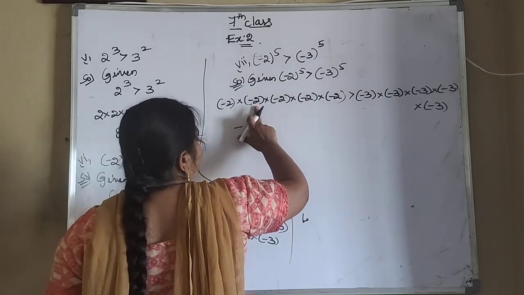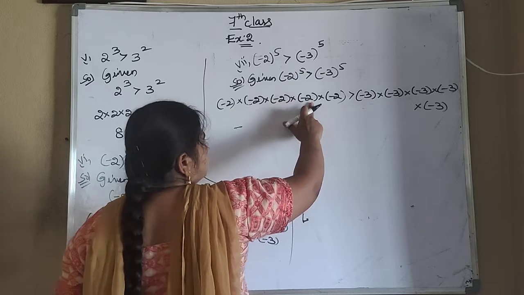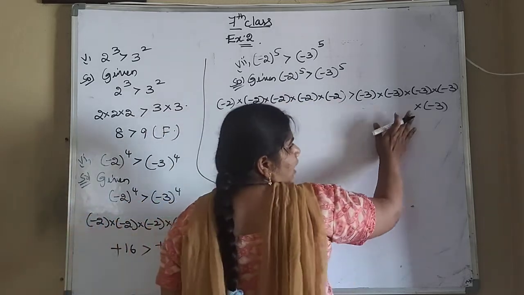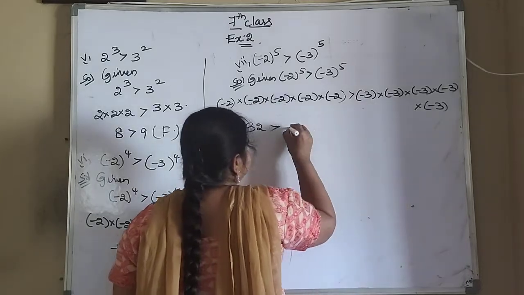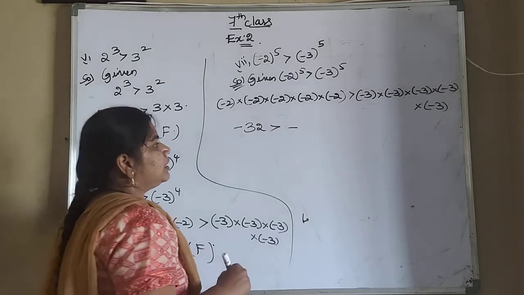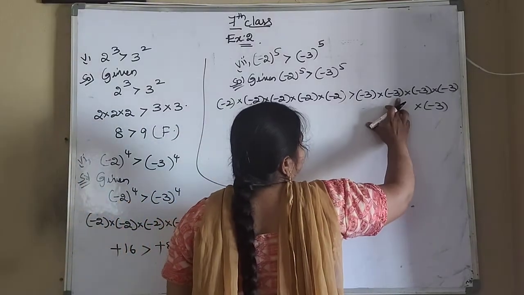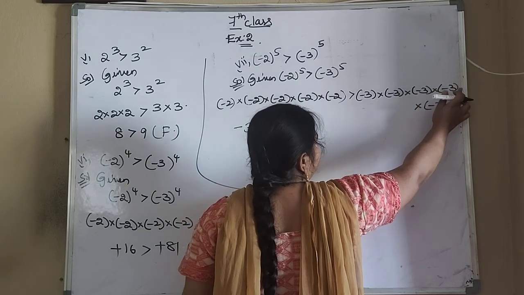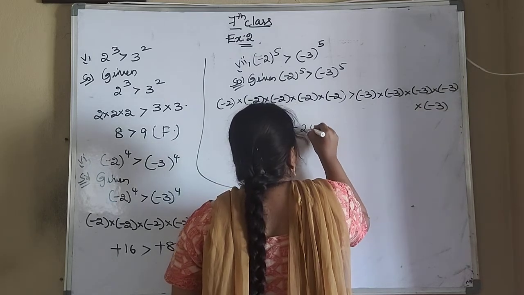2 2s are 4. 4 2s are 8. 8 2s are 16. 16 2s are 32, is greater than. Now again minus you are having 5 times. So if you multiply minus 5 times, you will get the result as minus only. So 3 3s are 9. 9 3s are 27. 27 3s are 81. 81 3s are 243.